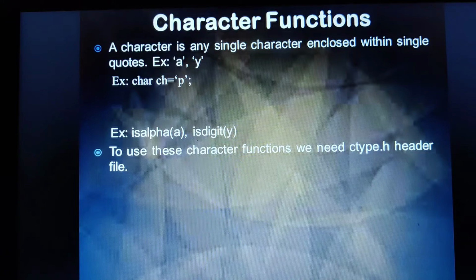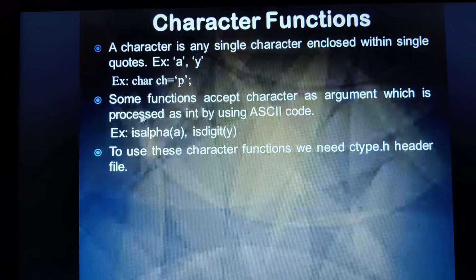Alright, there are some built-in character functions, like isalpha, isdigit, isalnum, isupper, tolower, toupper, ispunct. In order to use all these built-in character functions, we need to include a header file called ctype.h. This is a header file. Now let us move on to have a glance at the different kinds of character functions we have.